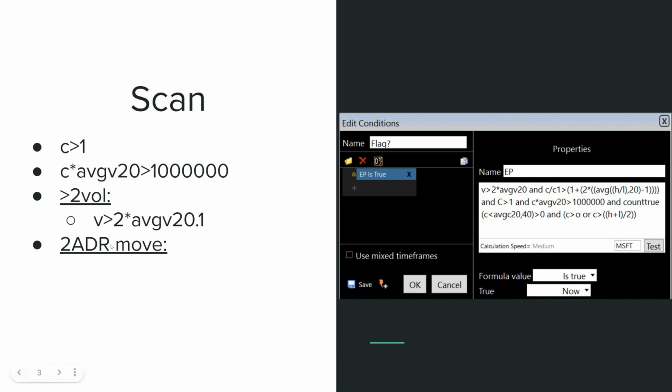And the other main part of the scan is that the stock has made a 2 ADR move. What does that mean? ADR is the average range that a stock trades in a day. What I am looking for is a stock that has made more than twice its average daily range. So say on average, a stock trades a 5% range. This is going to scan for stocks that have more than 2x their average daily range, or in this case, more than 10%.